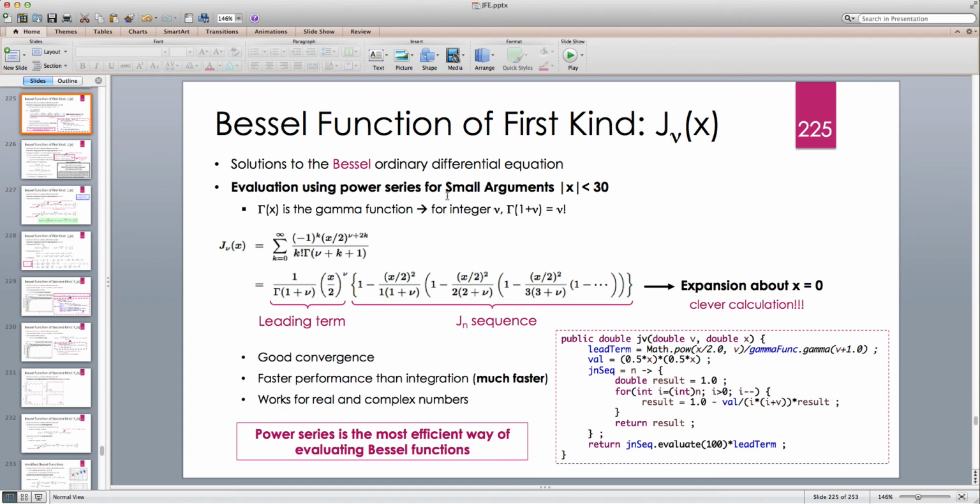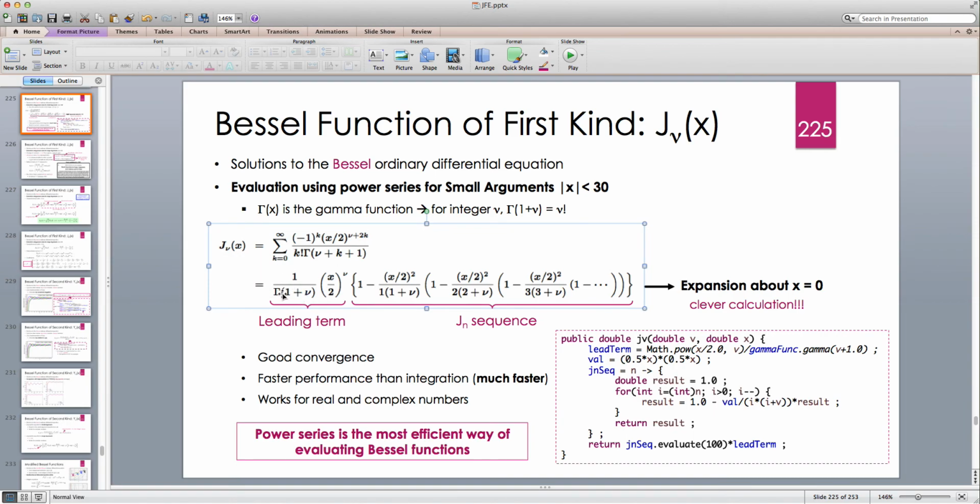And so far, we have discussed the fact that power series are the way to go because they are the fastest. And we discussed the power series for small arguments for the Bessel function of the first kind, J nu. And we said that we do this clever factorization. And it's very easy to implement it in a sequential way. We're starting from the last term and multiplying them, and the lead term needs to only be calculated once. And the costly operation here is this gamma function.